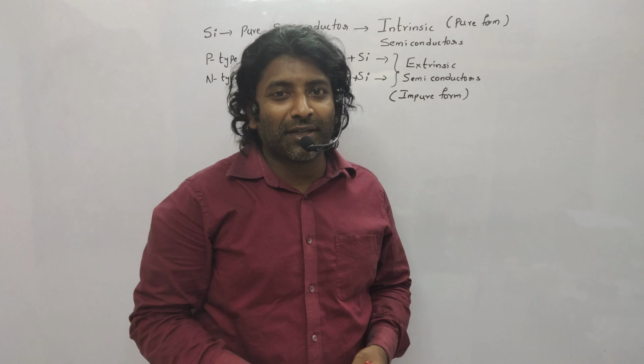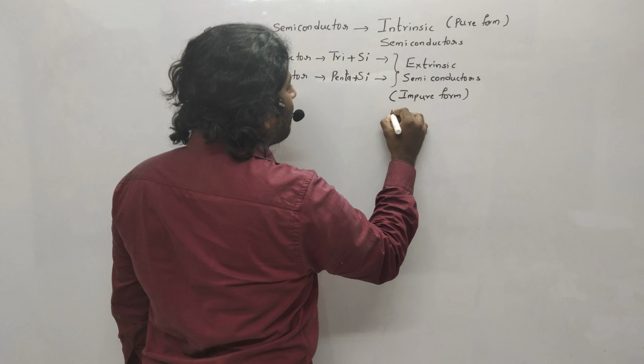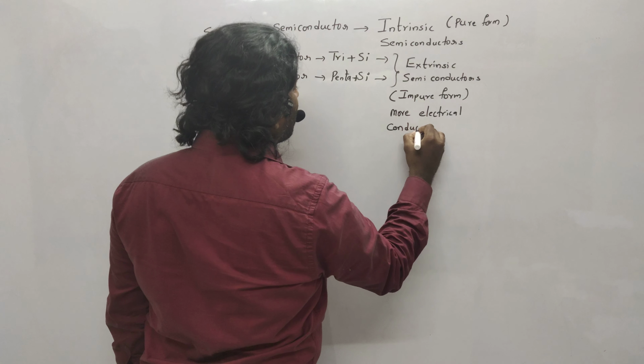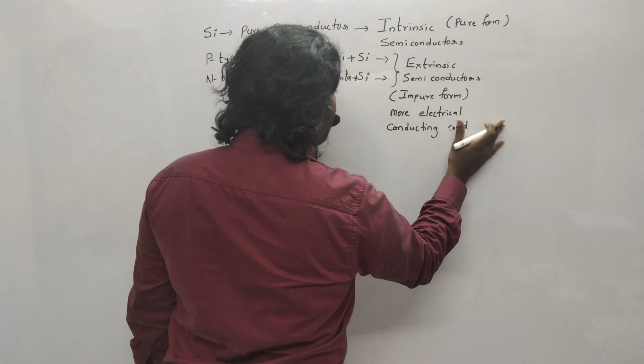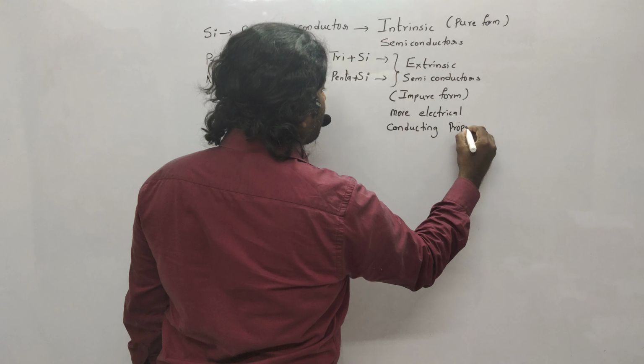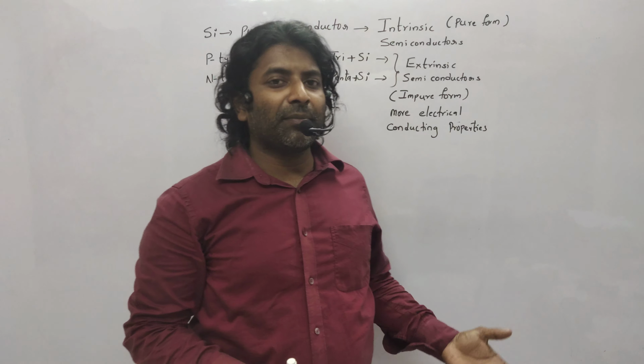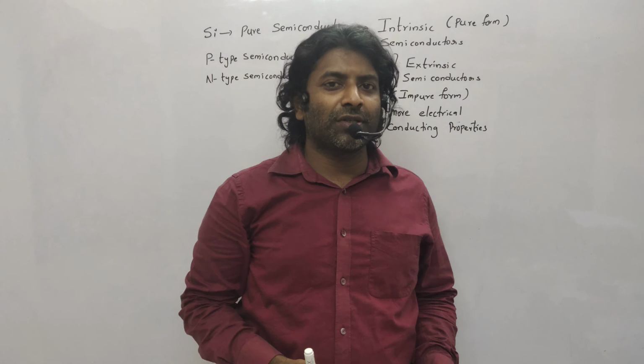Which one will have more electrical conducting properties? Extrinsic semiconductors will have more electrical conducting properties. When compared to extrinsic, intrinsic doesn't have that much. They cannot even be used as electronic devices in an electrical circuit, as they contribute very little. Therefore, extrinsic semiconductors are used in electrical circuits, electrical power systems, or any electronic circuit. That's the information related to intrinsic and extrinsic semiconductors.